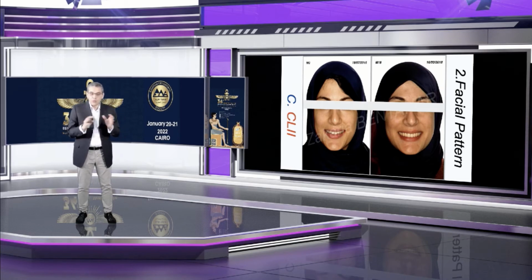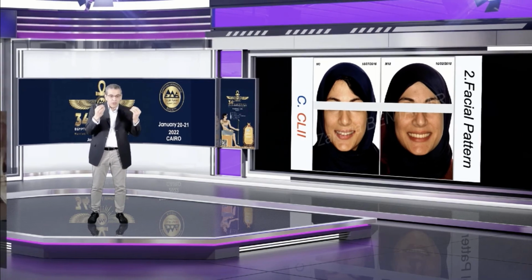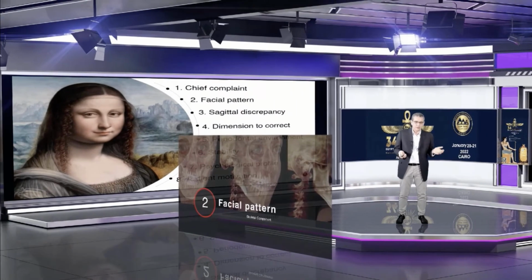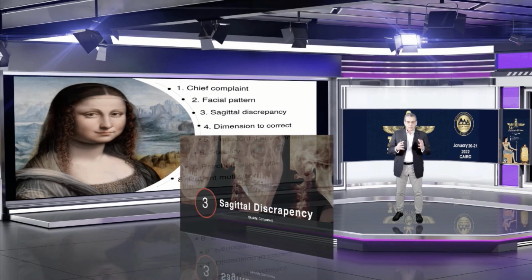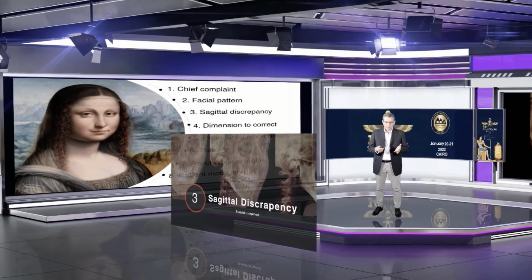And the final result, I think, in general, when we correct class 2, when we do expansion in class 2 cases, the impact on the face is very important. When we compare before and after, we can have an impression that something important changed on her face. It's only by moving the teeth that we can have this type of result. The third important point to take into consideration when we want to decide if we can compensate or do surgery is the sagittal discrepancy.